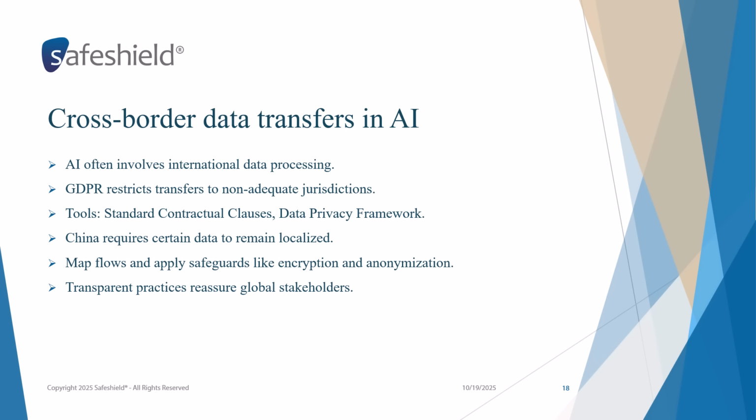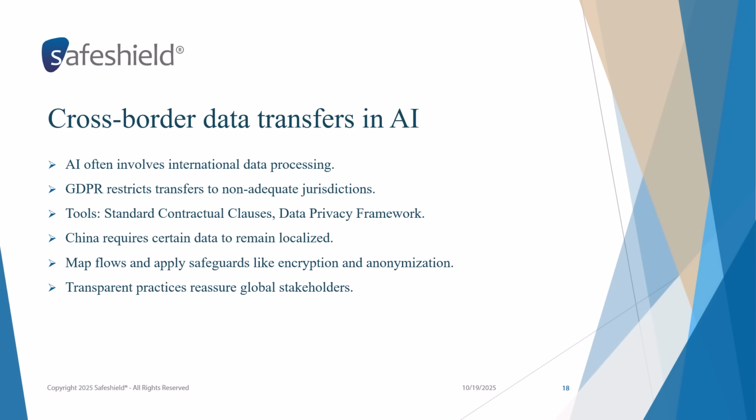AI systems often operate globally, processing data across borders. This creates significant challenges for privacy and data protection, since different jurisdictions impose different rules on international data transfers. The European Union, under GDPR, restricts transfers of personal data to countries without adequate protections. To bridge this, mechanisms like standard contractual clauses, SCCs, or the EU-US Data Privacy Framework are commonly used. These tools establish contractual obligations to ensure data is safeguarded once transferred.